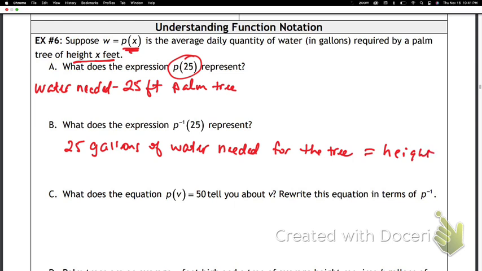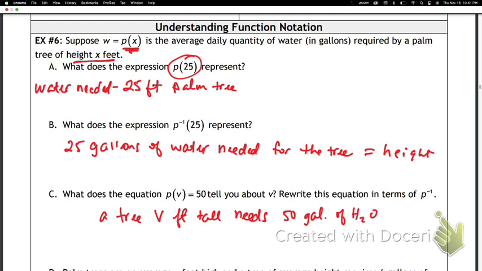Okay, what does P of V equals 50 tell you about V? A tree V feet tall needs 50 gallons of water. And then rewrite this equation as P inverse. So we would say P inverse of 50 equals V. That would be the way to write the inverse of it.